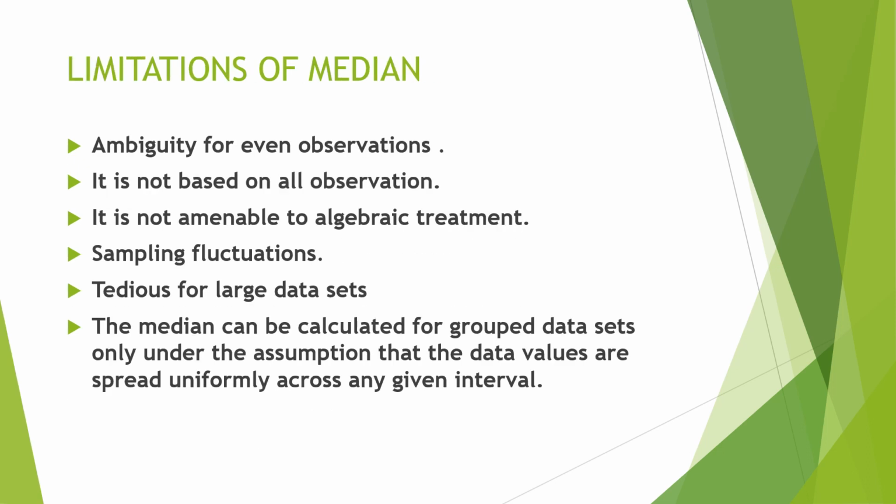Now, limitations of median. First is ambiguity for even observations. In the case of an even number of observations, the median cannot be determined exactly. We merely estimate it by taking the mean of the two middle terms.